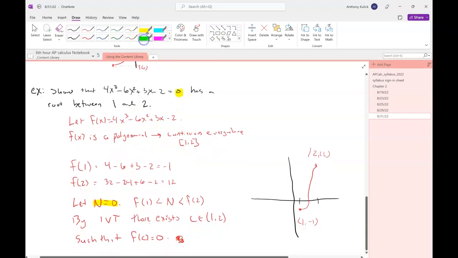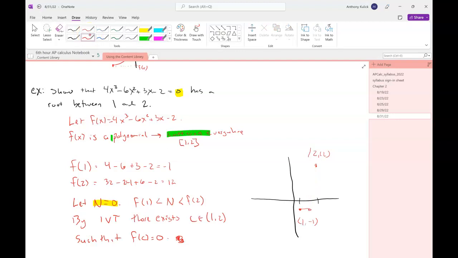Well, the easiest place it's going to fail is if you don't have continuity. If your function isn't continuous, this will not work, because you could have something like this, and obviously it doesn't have to cross the x-axis if we don't have continuity. You could have some big jump discontinuity or whatever.